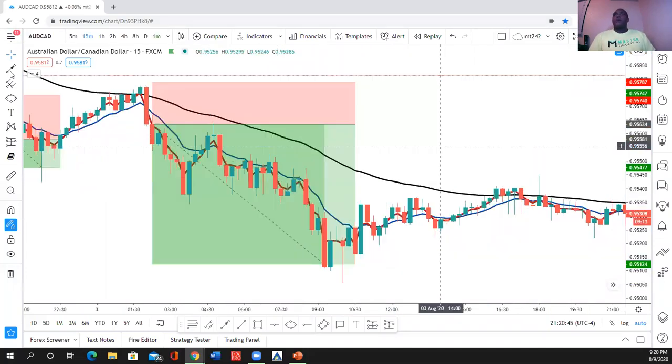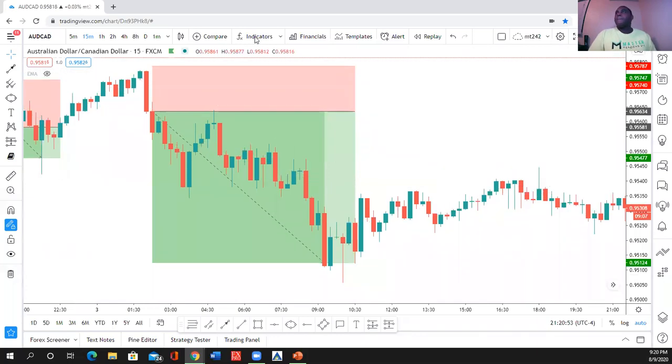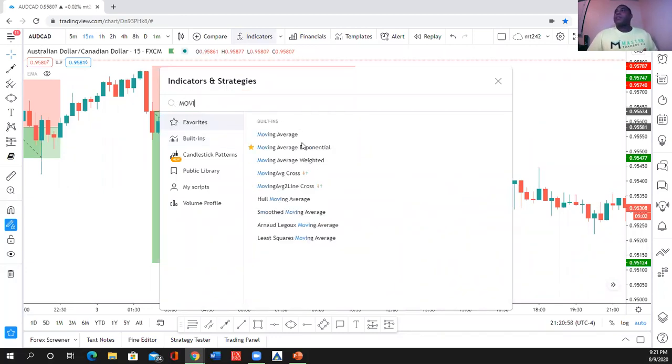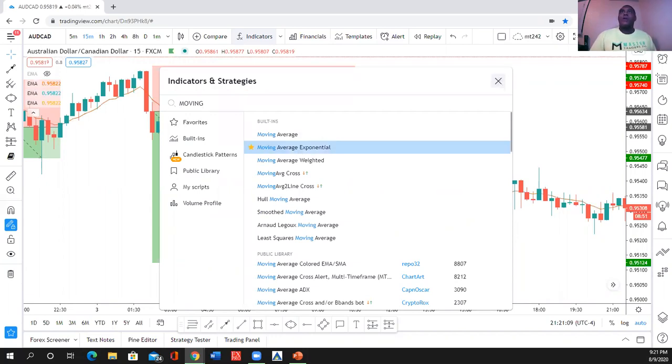And so I just want to show you guys how to add it on. So I'm going to just remove mine. You go to indicators. I know I have it right here because I have it as one of my favorites. So I type moving average, exponential. That's 1, 2, 3. I just touch it 3 times because I know they're loading up on the chart.